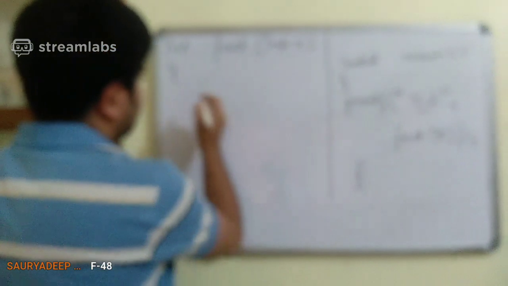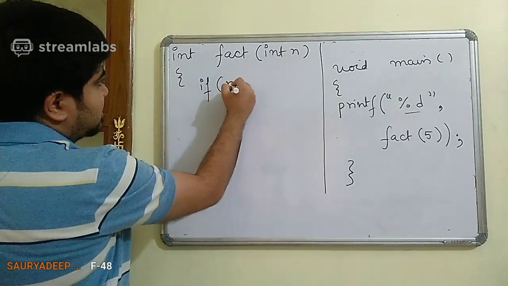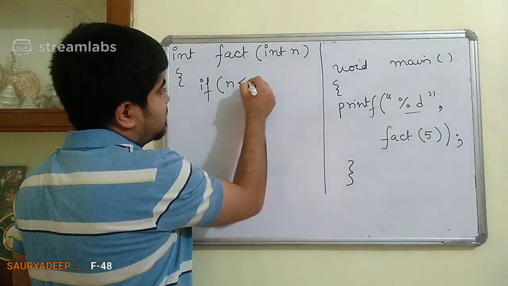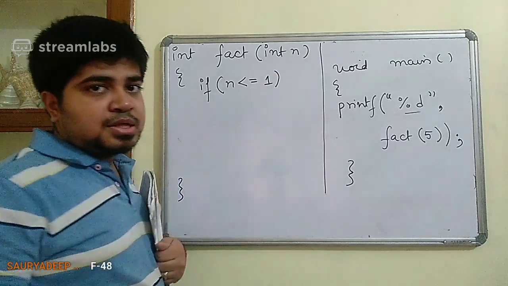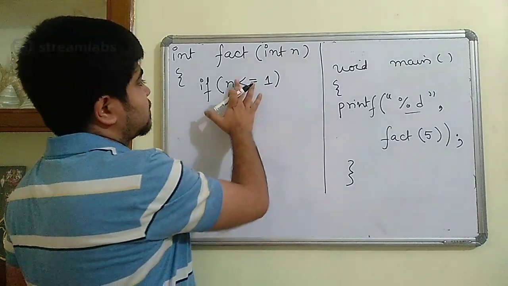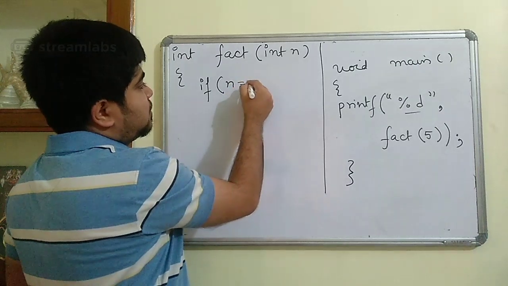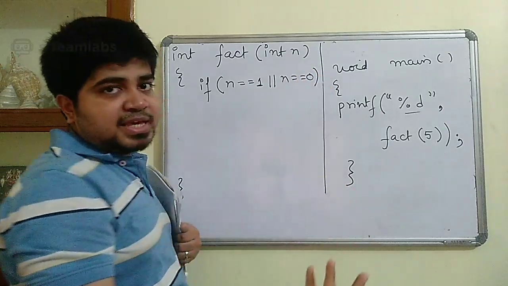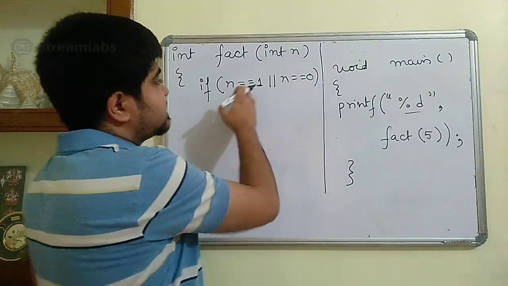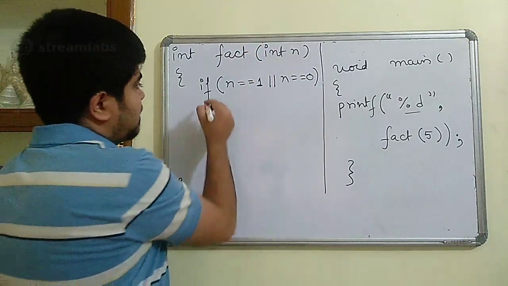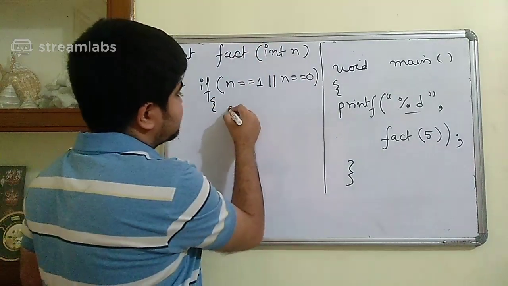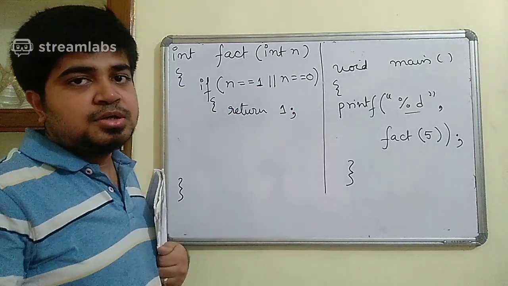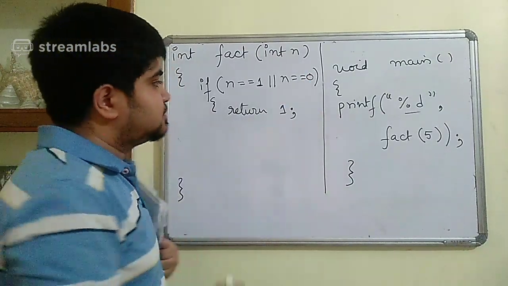So if n is less than or equal to 1, or you can specify this also, if n equal to 1 or n equal to 0, anything. If n is less than or equal to 1, or n is equal to 1 or n equal to 0. If this is the case, you simply return an integer which is 1, because factorial of 1 is what? 1, and factorial of 0 is what? 1, right?